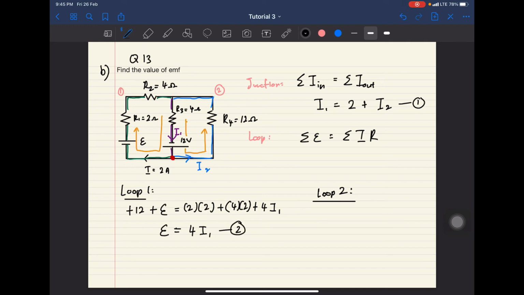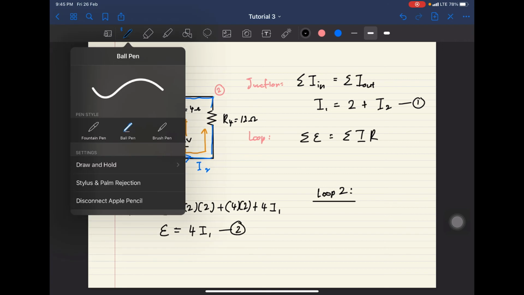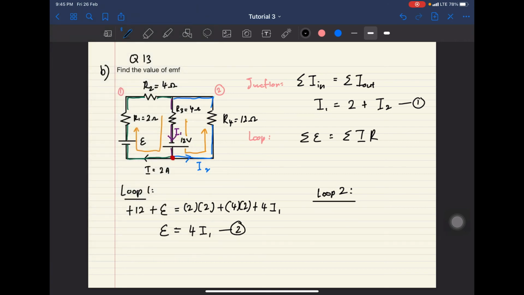Okay, for the second loop, I can solve using EMF, which is equals to positive 12. This one is positive because coming out from the positive terminal, it flows in this direction. We've got 2 resistors here. One resistor multiplied with I2, another resistor multiplied with I1. Loop direction upwards, current direction upwards, same direction. Loop downwards, current downwards, same direction as well. So both of these are positive as well.